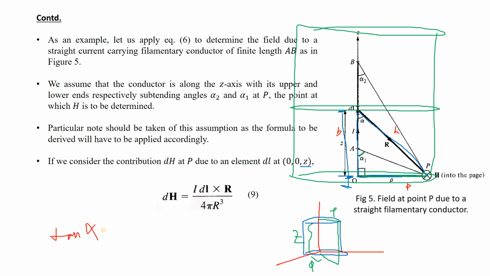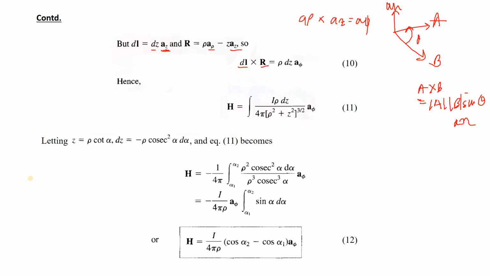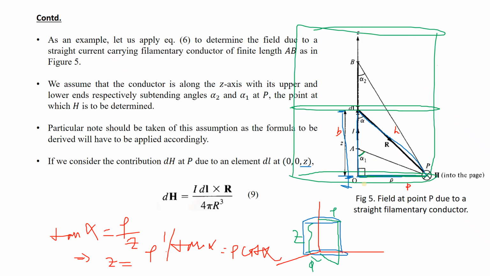Now we know that tan alpha is equal to perpendicular by base, that means rho by z. So z is equal to rho into, sorry, 1 by tan alpha, and 1 by tan alpha means cot alpha. So it is written as z equals rho cot alpha. And dz, because the z parameter, what is z?